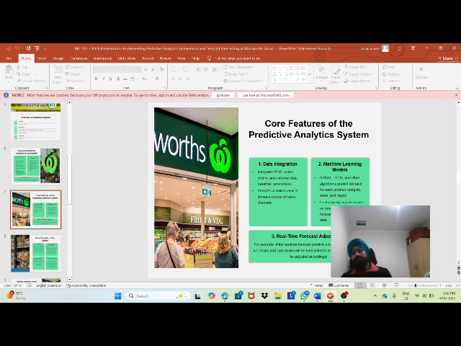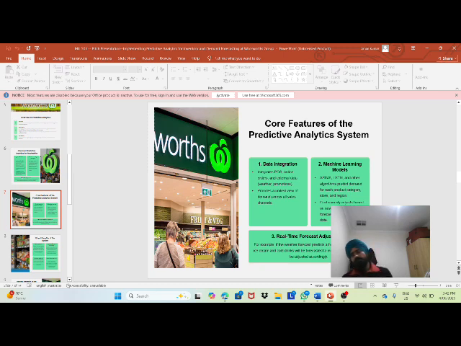So there are some fundamental features of the predictive analytics system. First is data integration. So what does it mean? It integrates POS, online orders, and external data such as, as I have earlier mentioned, the weather, promotions, and events. It provides a unified view of the demand across all the sales channels.